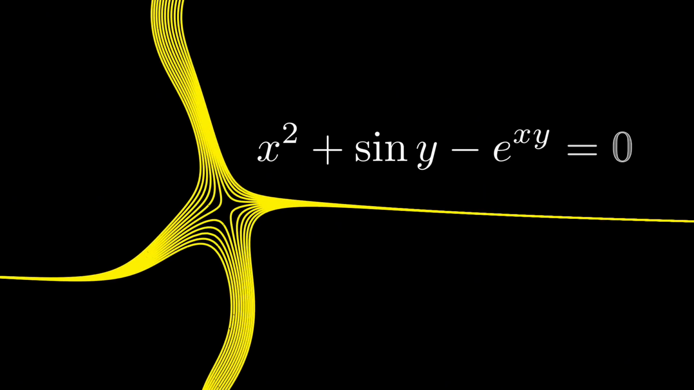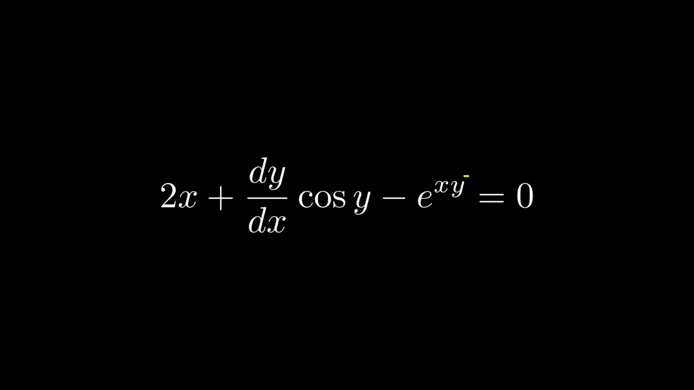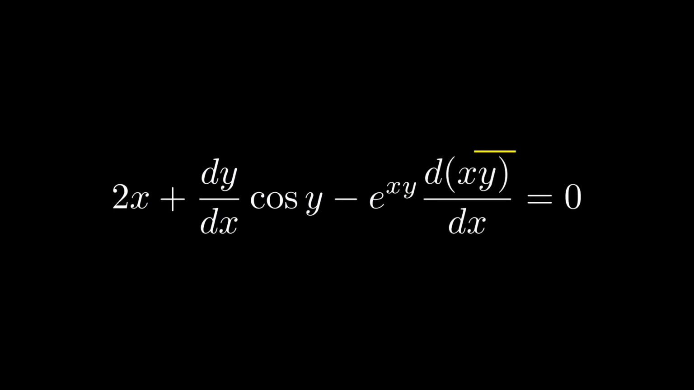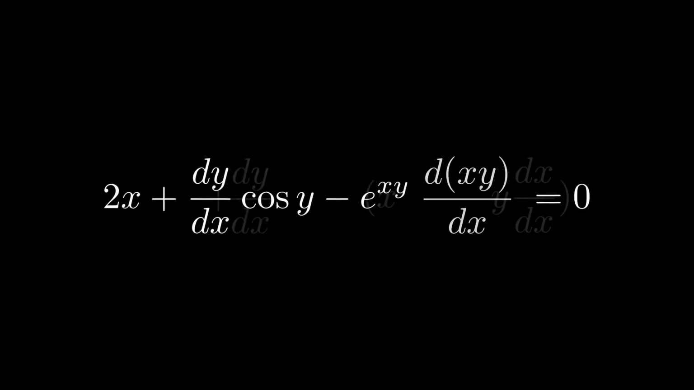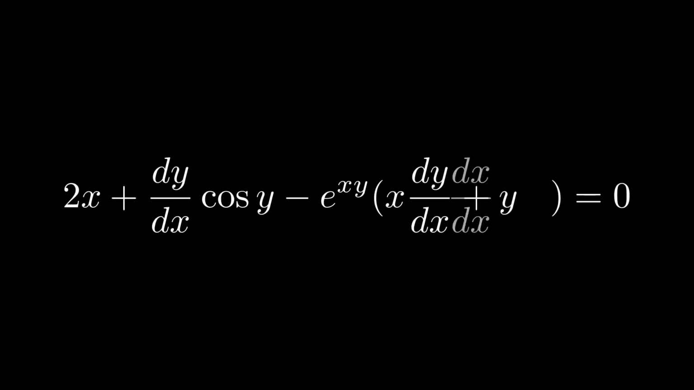Now let's take this all together in one big example. We'll differentiate x squared plus sine y minus e to the xy equals 0. x squared will become 2x, sine y will become cos y dy/dx, and for e to the xy we differentiate the power and multiply by the original. So we'll have the differential of xy multiplied by e to the xy. So for that differential we use the product rule. dx/dx is just 1 though, so that's nice and simple.